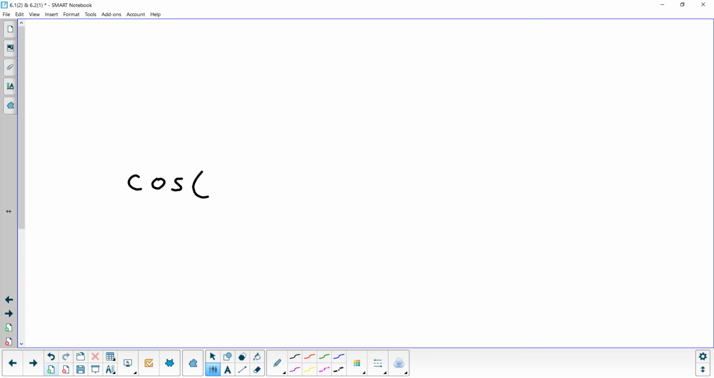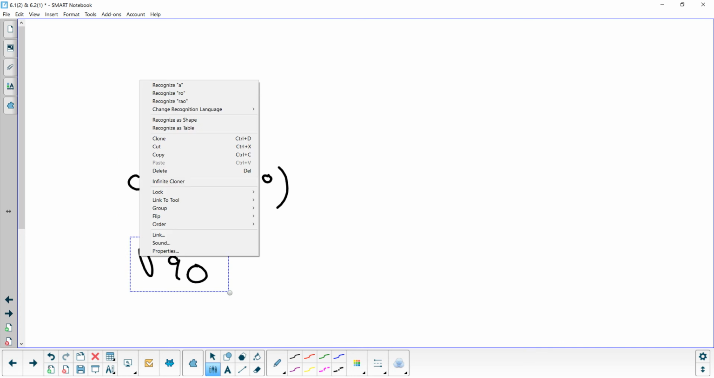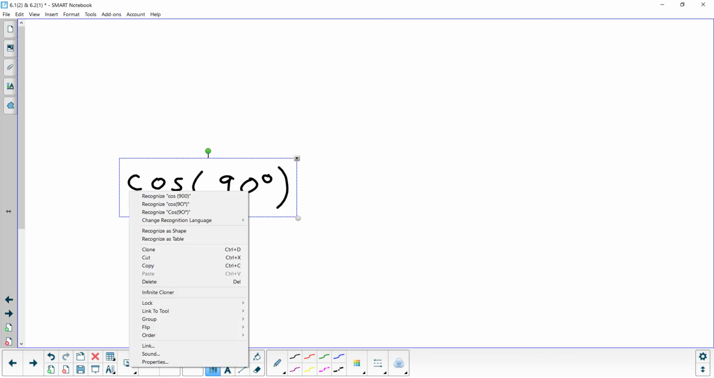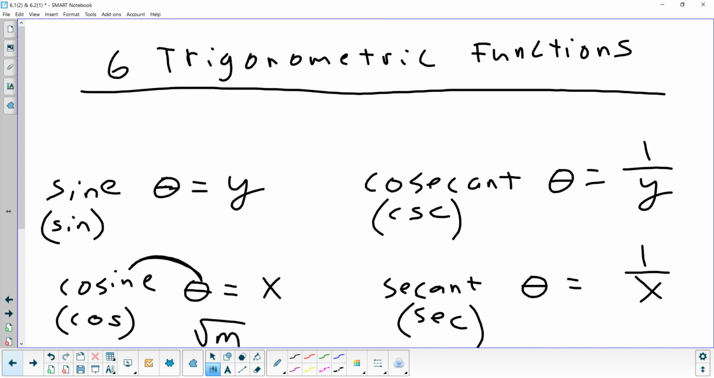When you write this, it's kind of like if I said this. This does not mean square root times 90. There's no multiplication in this problem at all. Neither is there here. You're taking 90 and you're filling it into the square root button on your calculator. You're taking 90 and you're filling it into the cosine button on your calculator. So theta stands for the thing you are taking the sine, the cosine, or tangent, whatever, of.